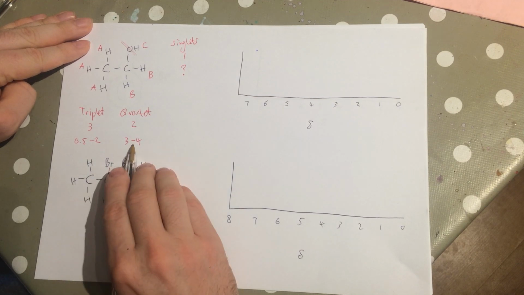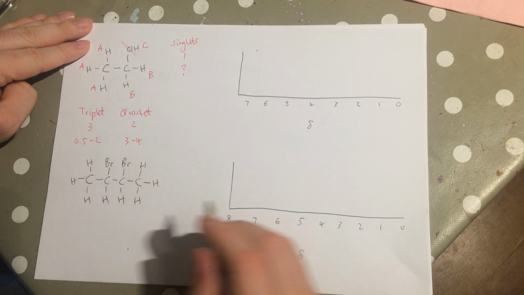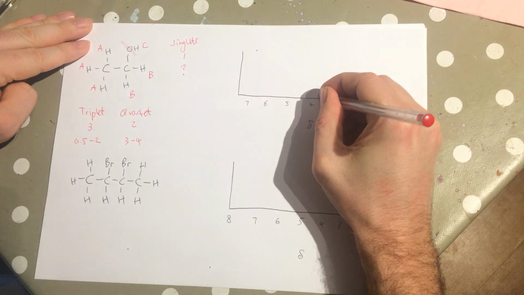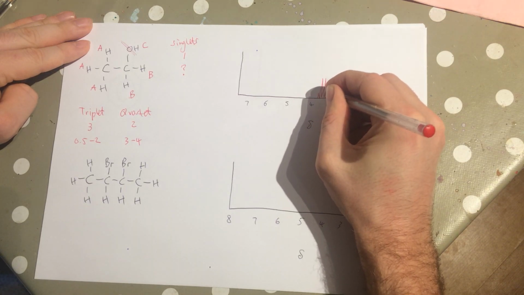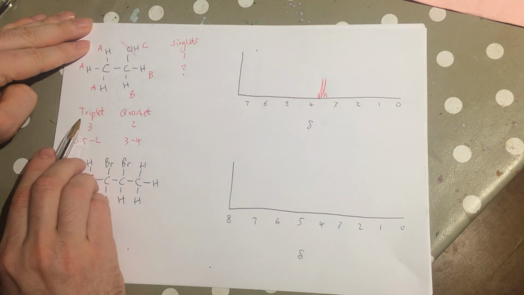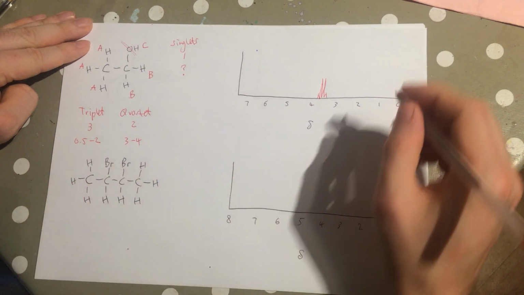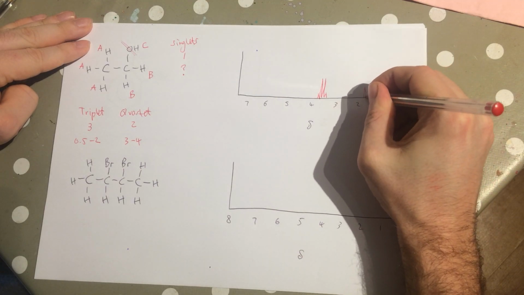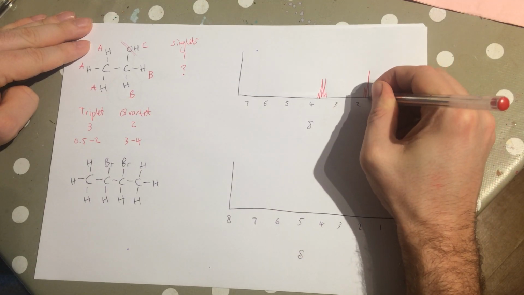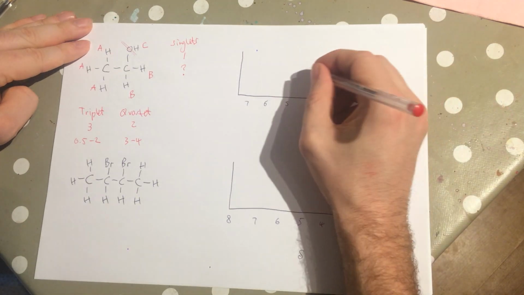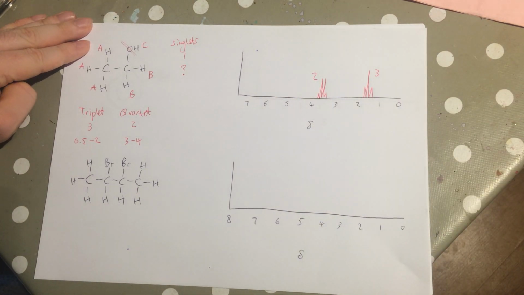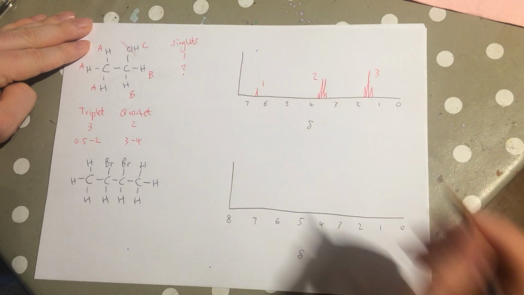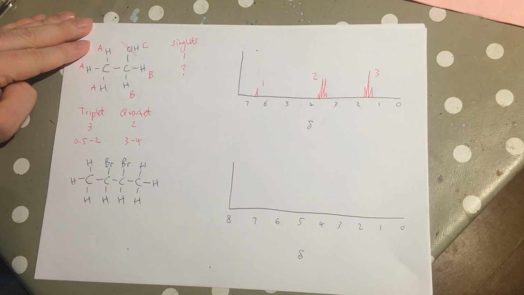So let's go through that then. From 3 to 4, we have a fairly small quartet. Remember, the relative peak areas for the peaks are 1 to 3 to 3 to 1. For environment A, we have a fairly large triplet. And the peak areas there are 1 to 2 to 1. Let's just write our relative peak areas above. And then somewhere, there we go, we'll have a singlet with a relative peak area of 1.